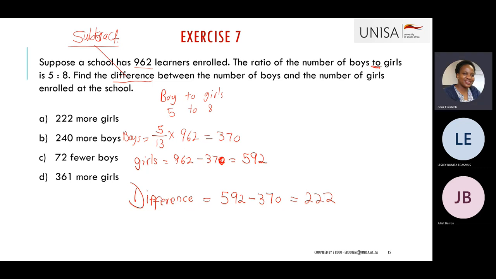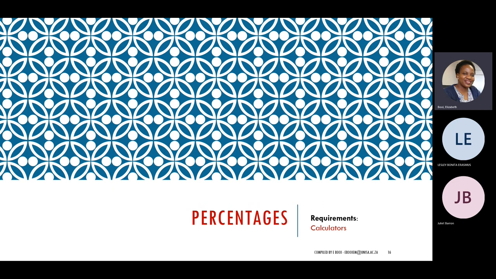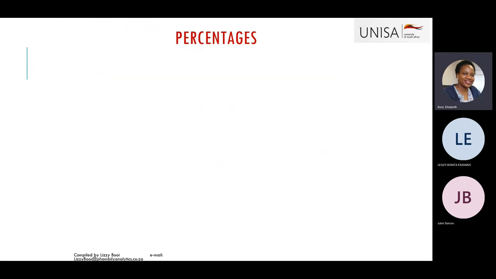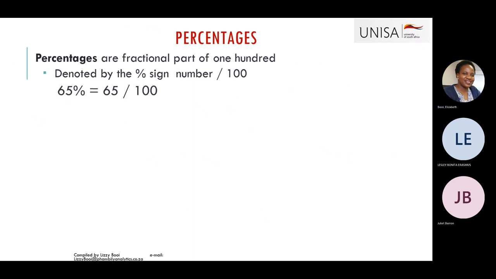Now let's move to the last section, the last part, percentages. I just added percentages to the mix. So a percentage is a fraction of a full part or a half of a part, right? We split the part into different fractions. A fractional part of 100 is called a percentage and is denoted by the percentage sign.